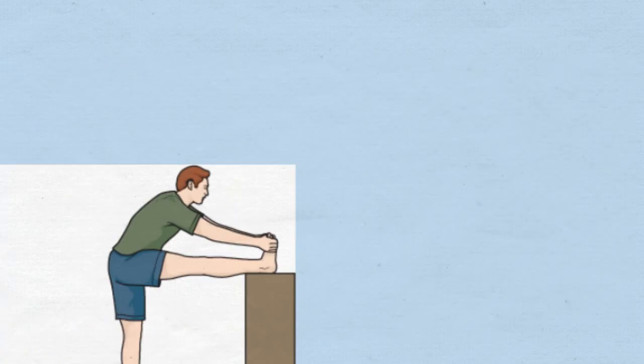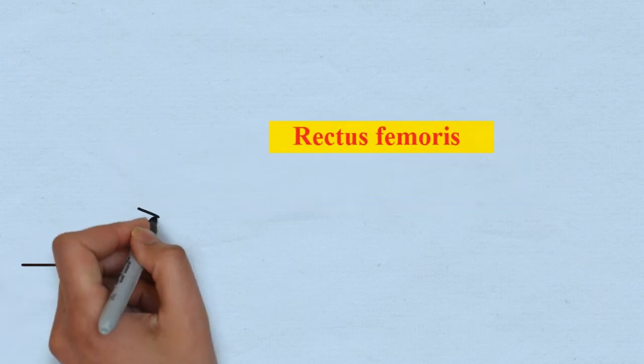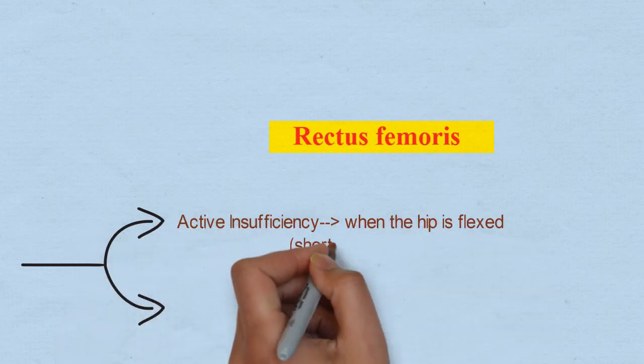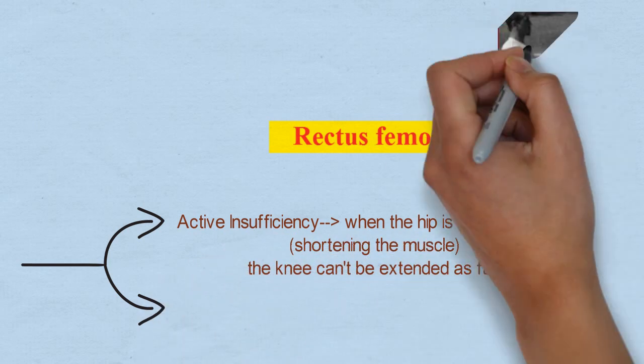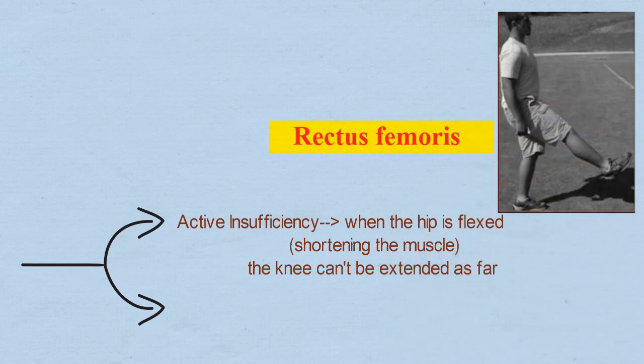Another two joint muscle in our body is the rectus femoris. So for the rectus femoris, what is active insufficiency? When the hip is flexed, like a shortening of the rectus femoris, the knee can't be extended as far. The function of the rectus femoris is hip flexion and knee extension. So the muscle is actively involved producing contraction in both the joints, and it fails during contraction of both the joints simultaneously.